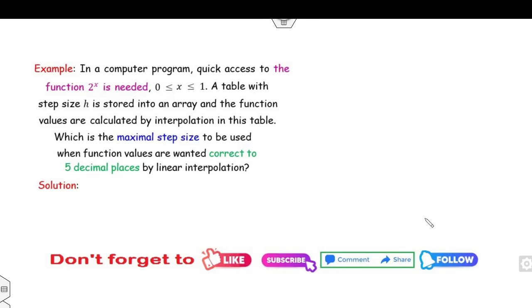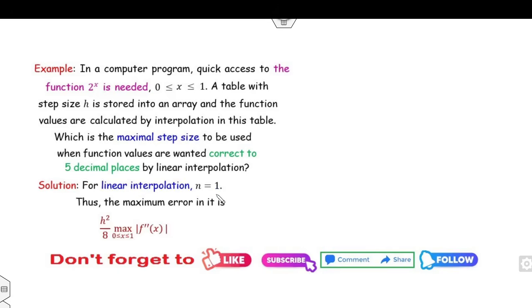Okay, look at another one. In a computer program, for quick access to the function f(x), which is given as 2 raised to power x, x belongs to [0, 1], a table with step size h is stored and the function values are calculated. Calculate the maximum step size h so that we get the error bound by linear interpolation. Linear interpolation means n is equal to 1, and we find the maximum error in this case.